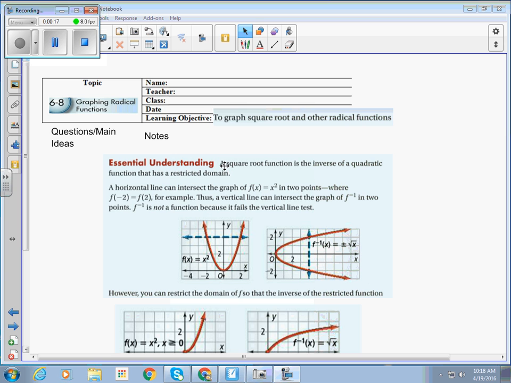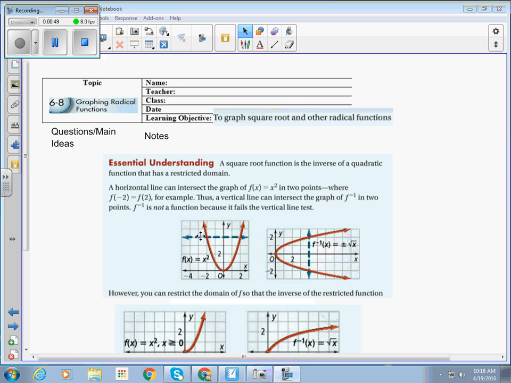A square root function is the inverse of a quadratic function that has a restricted domain. A horizontal line can intersect the graph of f of x equals x squared in 2 points, where f of negative 2 is equal to f of 2, for example. Thus, a vertical line can intersect the graph of the inverse in 2 points. So f inverse is not a function because it fails the vertical line test.